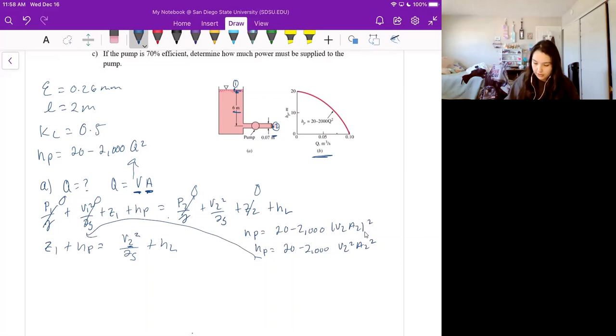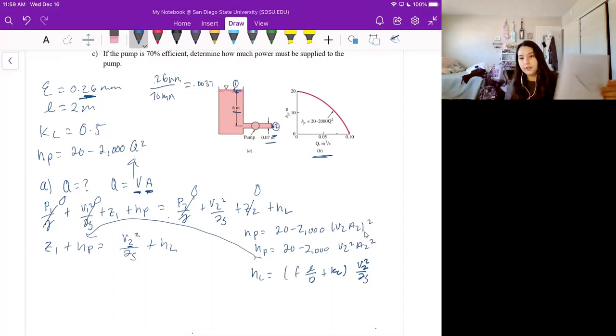Now for head loss, we know that it is the friction factor times L over D plus the head loss coefficient times V squared over 2g. And for this one, it's going to be V2 squared. So we know that the equivalent roughness is 0.26 millimeters, and we know the diameter of the pipe is 0.07 meters, which is 70 millimeters. So when we do that, we get a relative roughness of 0.0037.